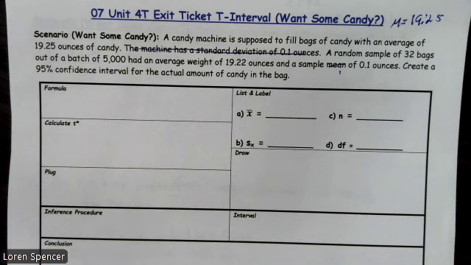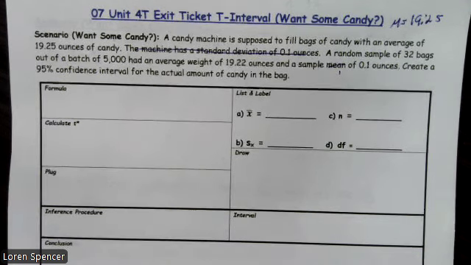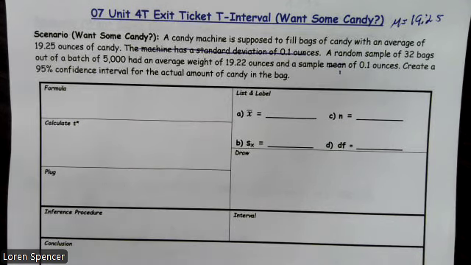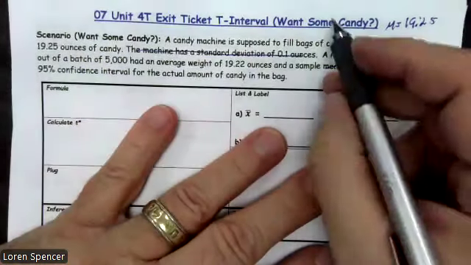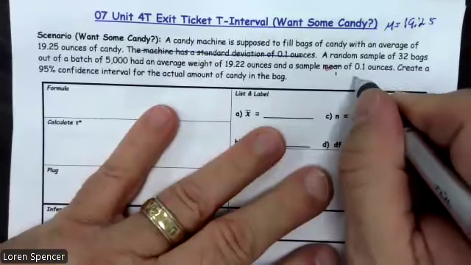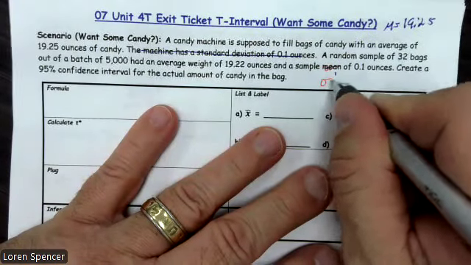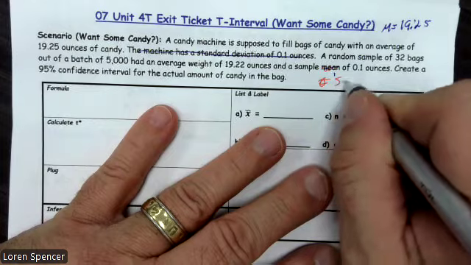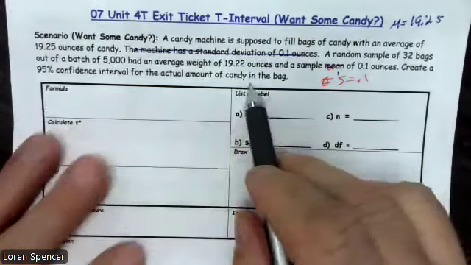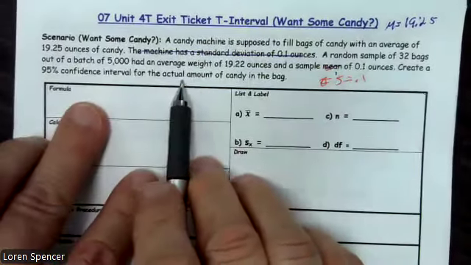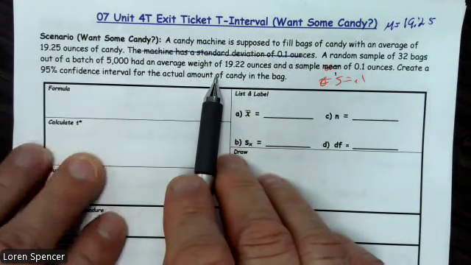A candy machine is supposed to fill bags of candy with an average of 19.25 ounces of candy. A random sample of 32 bags out of a batch of 5,000 had an average weight of 19.22 ounces and a sample standard deviation of 0.1 ounces. Create a 95% confidence interval for the actual amount of candy in the bag.